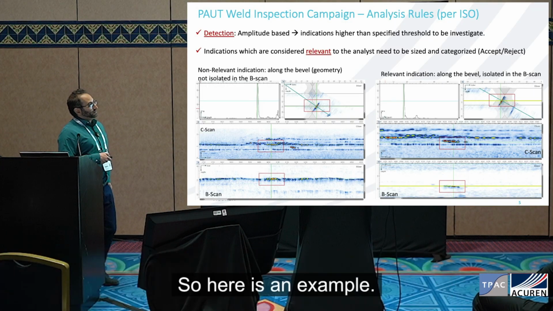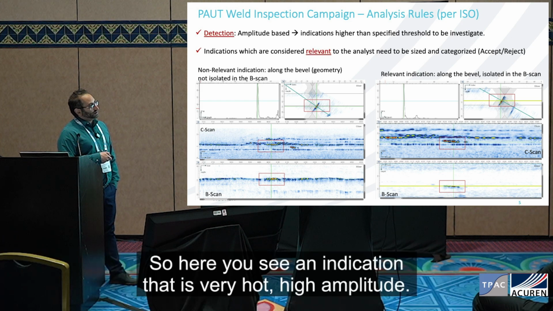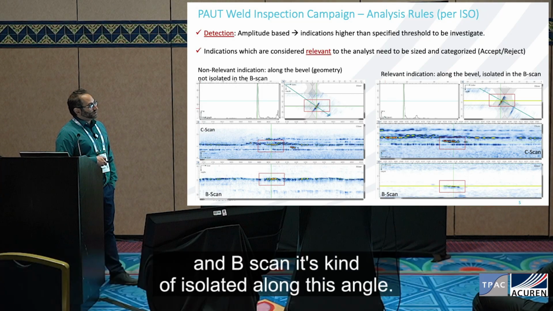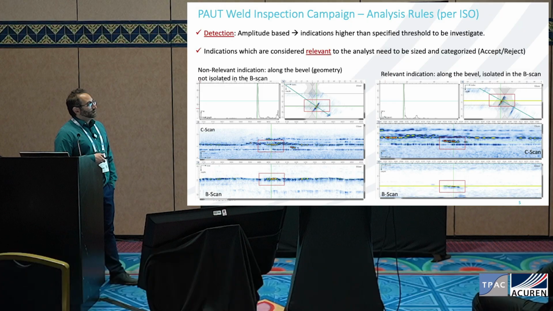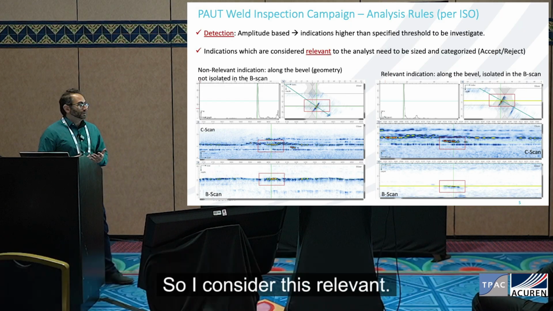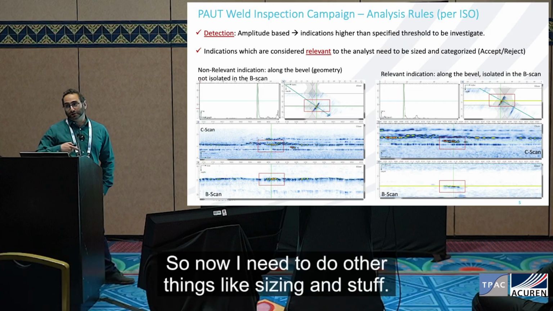So here is an example. Here you see an indication that is very hot, high amplitude. And you see it seems like it's right on my bevel, and on my merged C scan and B scan, it's kind of isolated along this angle. So this is what I may expect a lack of fusion to look like. So I consider this relevant. Now I need to do other things like sizing.